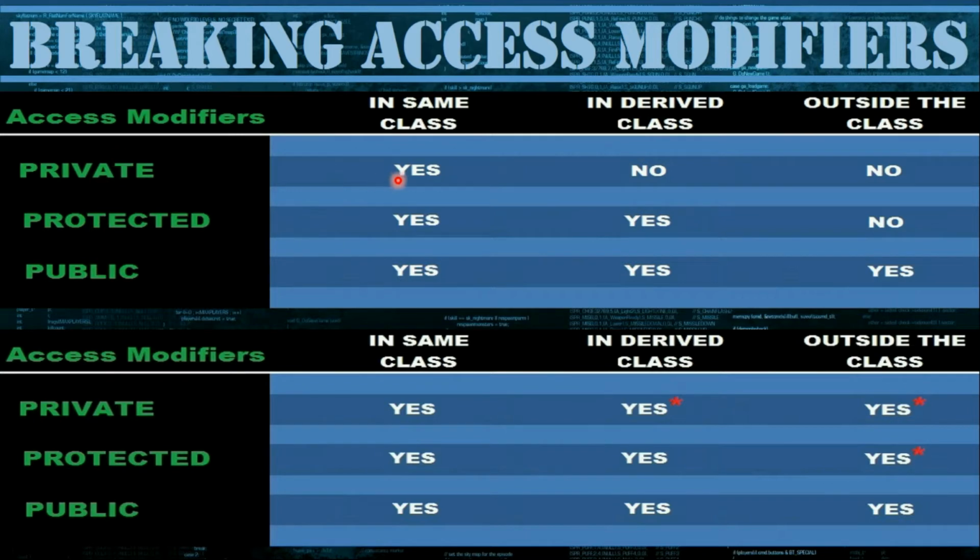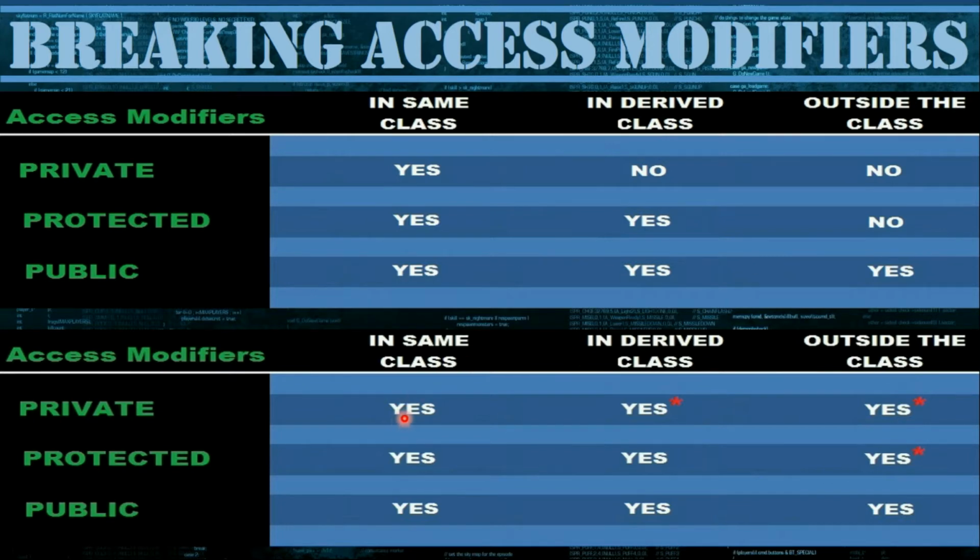A private variable can be accessed within the same class, but not in a derived class, as well as not outside the class. A protected variable can be accessed within the same class, yes. In a derived class, yes. And outside the class, no. And finally, we have the public variable or method that is accessible within the class, in the derived class, and outside the class. So these are basic concepts which are known by everyone.